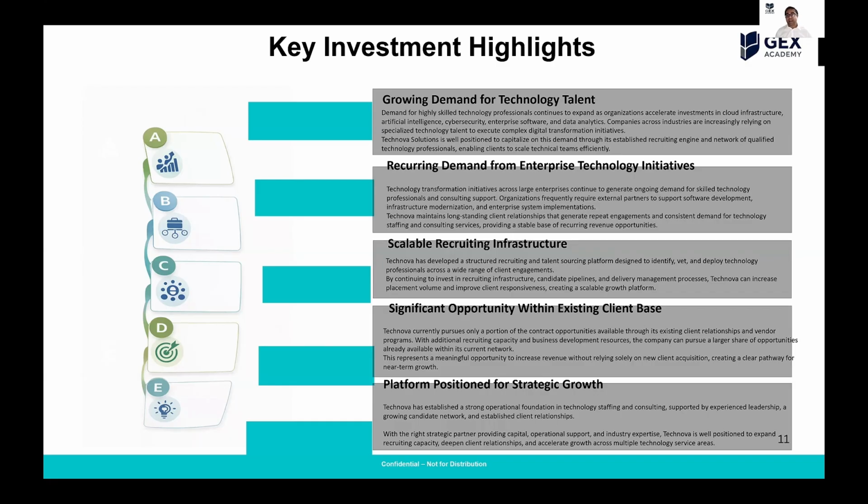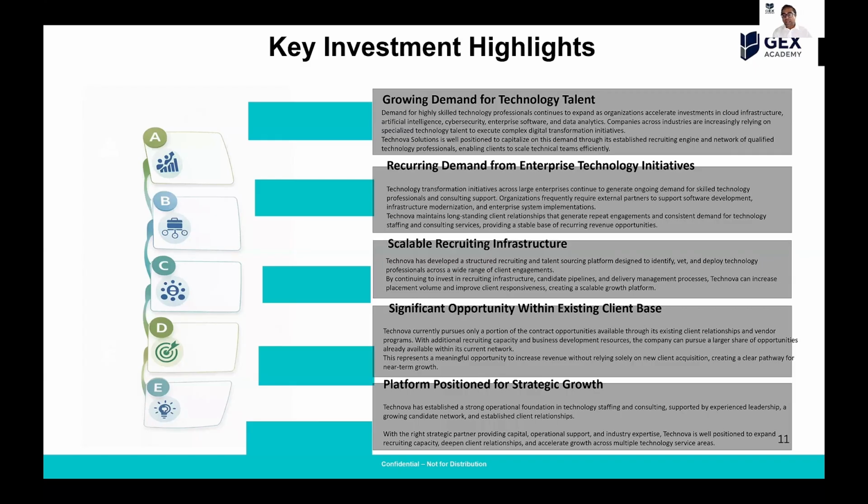The next highlight is a significant opportunity within the existing client base, right? So one of the most important aspects of the growth story. Management's argument is that TechNova currently pursues only a portion of the opportunities available through its existing client relationships and vendor programs. So in other words, there may be substantial room for growth without relying entirely on acquiring new customers, right? So as investors, we generally view expansion within existing relationships as a lower risk growth strategy because the customer relationships have already been established and the company already has a proven track record with those clients.